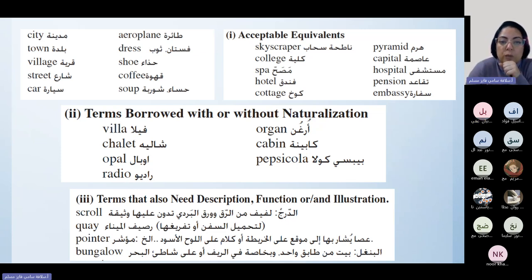كمان بيان, borrowed without naturalization. فيلا, with or without, sorry. كابينة وراديو. Villa, we did borrow. راديو. كابين شو عملنا لها؟ Naturalization. كابينة أنثناها. أوكي، ضفناها لموسوعتنا واستخدمنا التأنيث فيها.